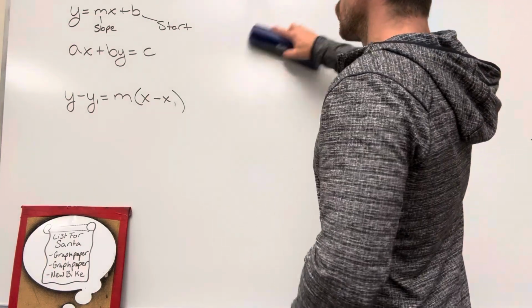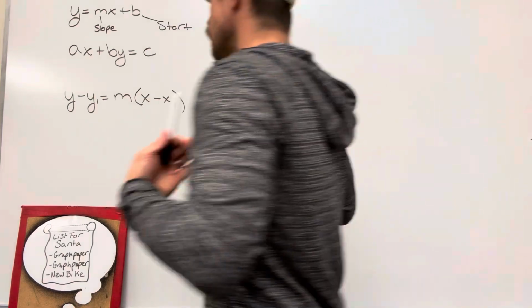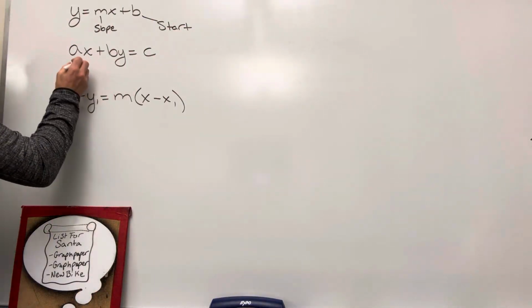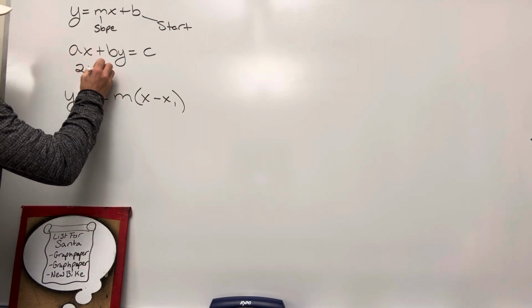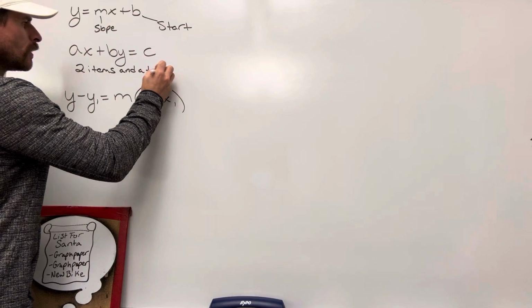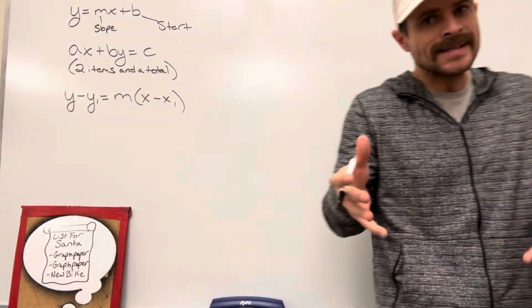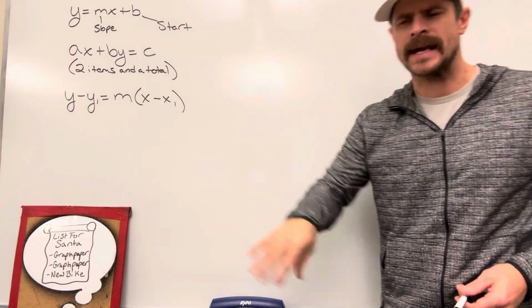So when do we switch from slope intercept to standard? What I tell my students is standard form is almost always going to be two items and a total. If you are given two items and a total, you are basically being told, put that thing in standard form.